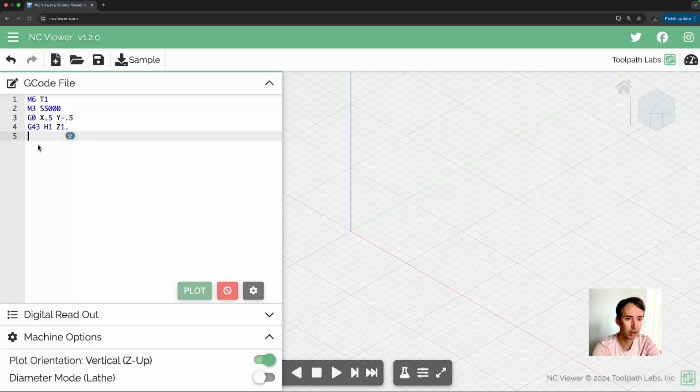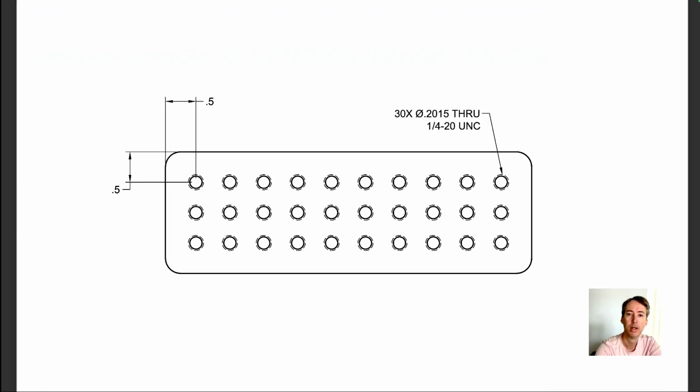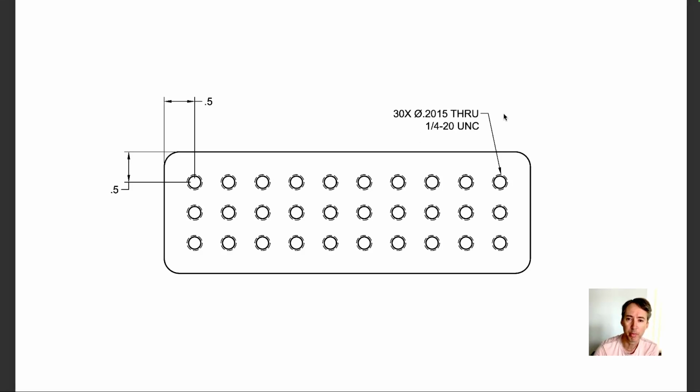So we can do our G81. Okay, it's G81. So on our G81, I'll type this out first and then we'll look at exactly what's happening. So X0.5, Y negative 0.5. And these numbers are redundant here because we're already at that location. But it doesn't hurt to be redundant on something like that. And then we need a Z. Okay, so ultimately we're trying to make quarter 20 tapped holes. And so we're going to spot drill, and then we're going to drill with, this is a number 7 drill, 0.201, and then a quarter 20 tap.